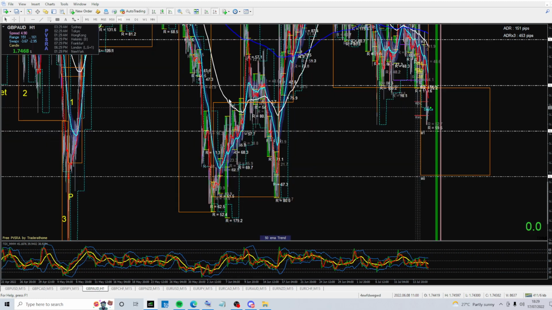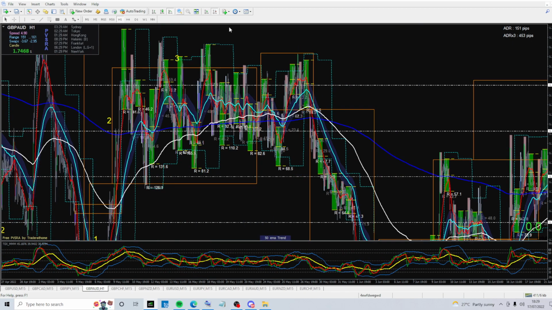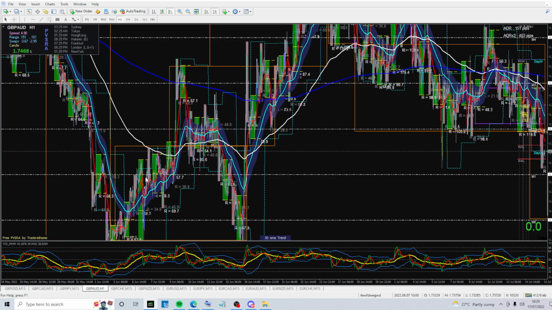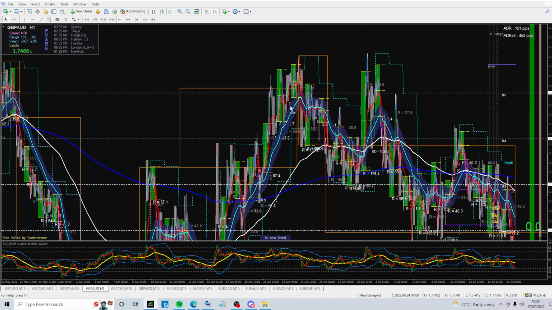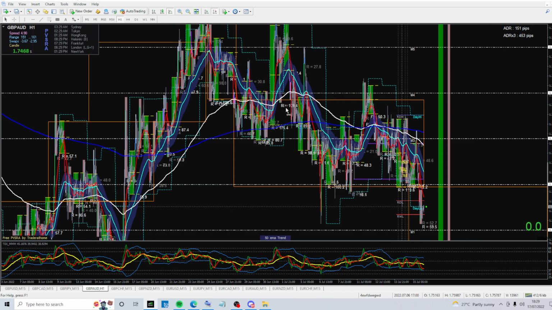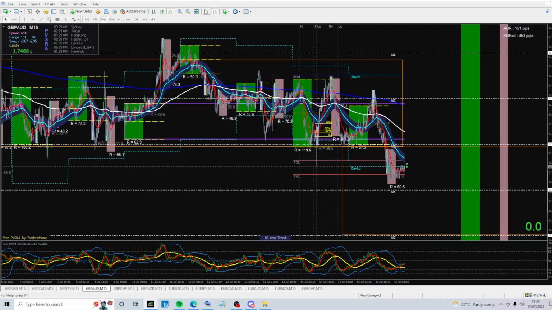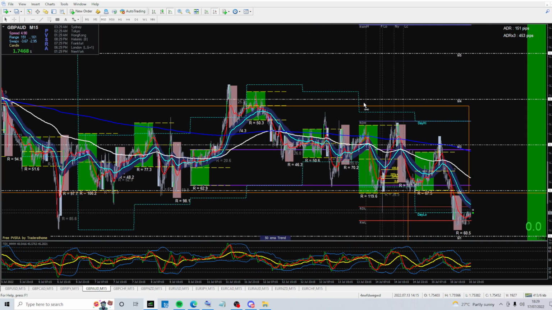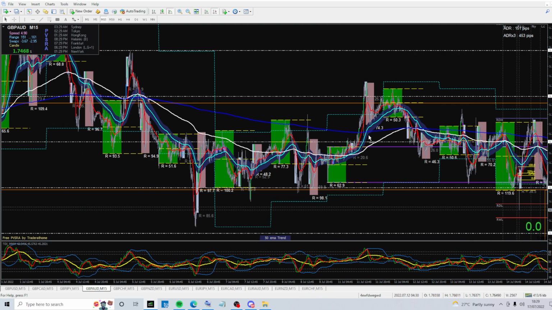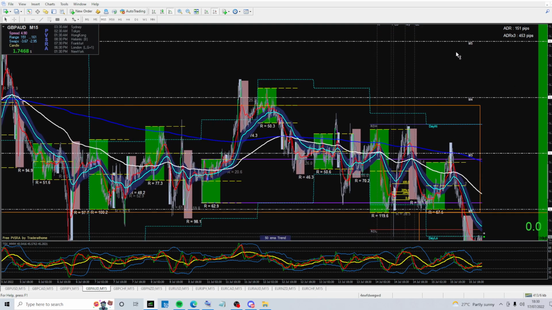And I've stopped doing the numbers because I know what the numbers are. So this is level 1. It did 1, 2, 3. This is level 1, this is level 2, and this is level 3. So we know that it's in a down cycle, right? So you're looking for it to go down.